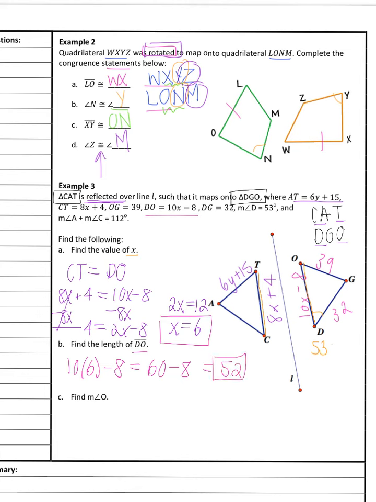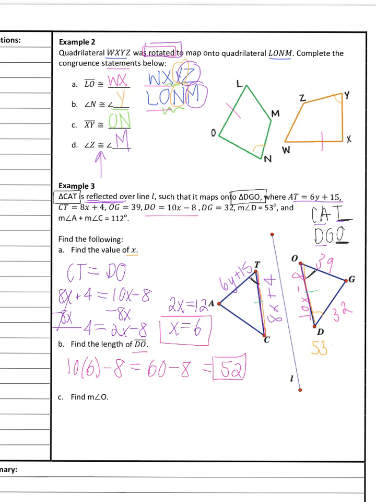So now a quick question for you here. If we know that DO is really 52 in length, that would also make it true that CT would be 52, since those were corresponding congruent sides. Last question, find the measure of angle O. So I'm looking for angle O, which is up here, and by looking at my corresponding parts, angle O is going to be congruent to angle T.